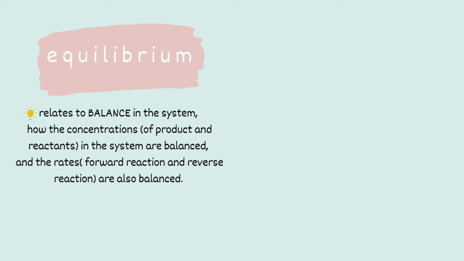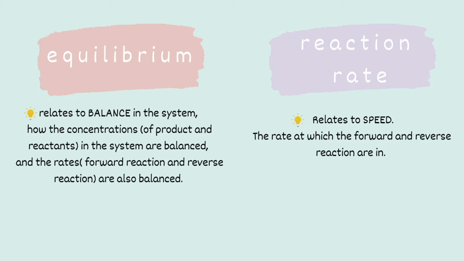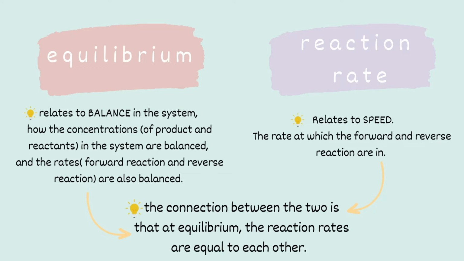Equilibrium relates to balance in the system, how the concentrations of products and reactants in the system are balanced, and the rates of the forward and reverse reaction are also balanced. Reaction rate relates to speed, the rate at which the forward and reverse reactions are going. The connection between the two is that at equilibrium, the reaction rates are equal to each other.